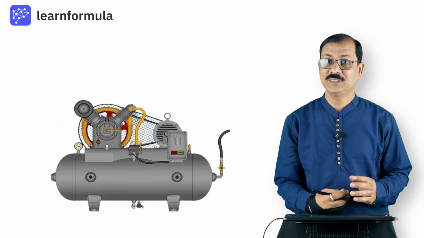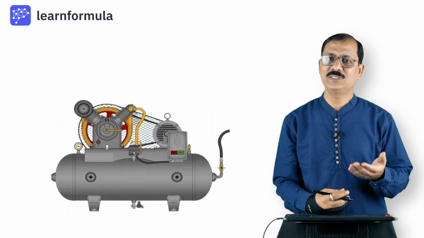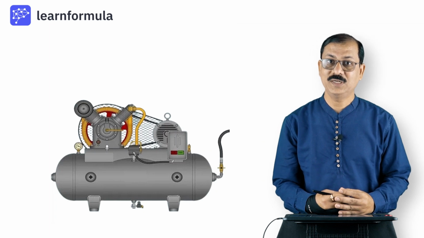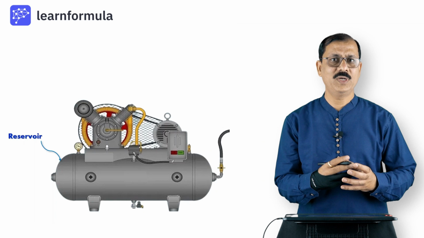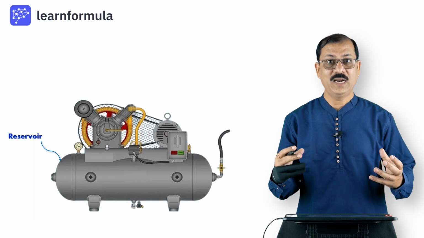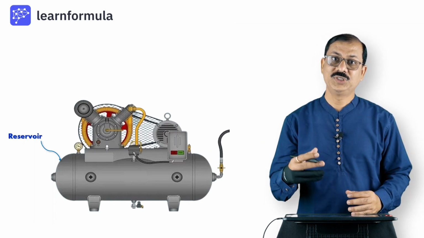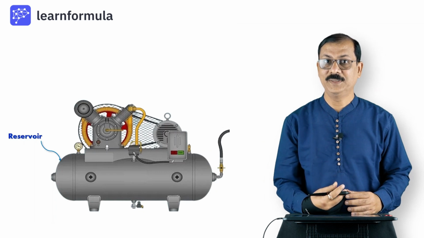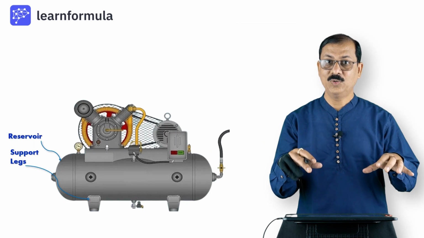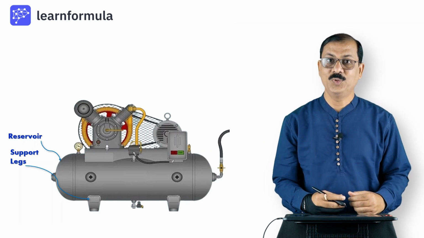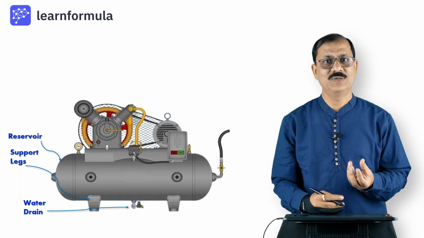When we look at compressor, it looks like something like this. Let's look at what are the components which are there in this particular compressor. First, we have a reservoir. A reservoir is something looking like a tank and it forms the basis on which the other components are mounted. The reservoir in this case is a horizontal reservoir and it is mounted on a floor by using supporting legs. At the bottom we can say there is a water drain.